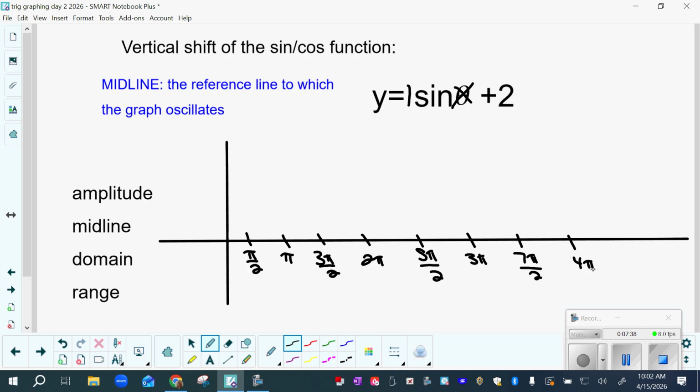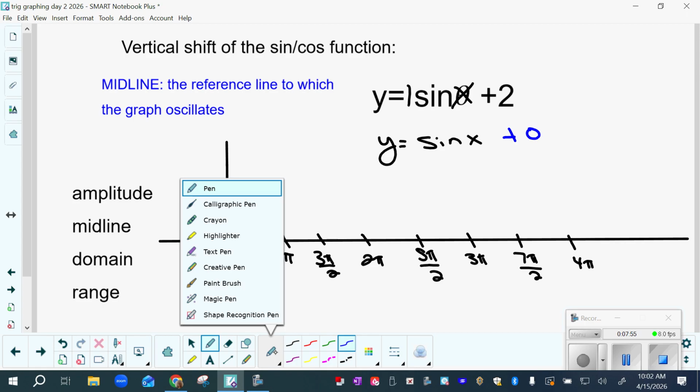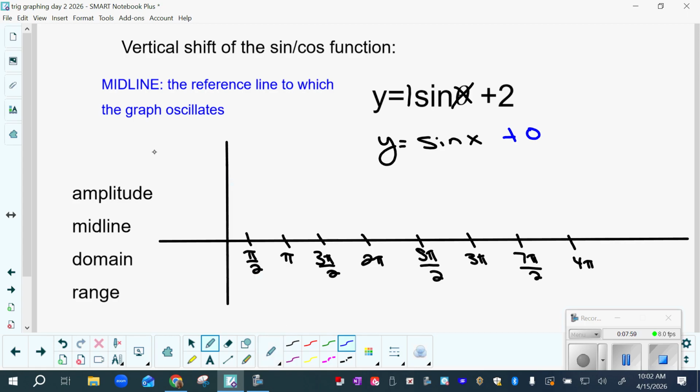Are we good? Now, normally, flat ocean was at 0. And here's why it was 0. Because we graphed this. Don't write this. We graphed this guy, sine X. But what was there was plus 0. That was our flat ocean, was right at 0. But now our flat ocean is going to be at 2.